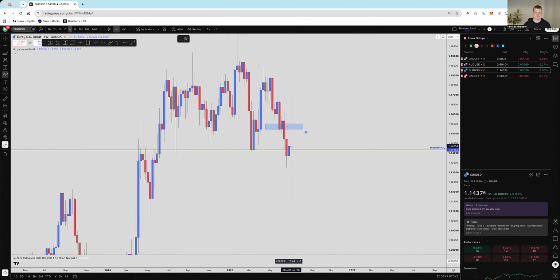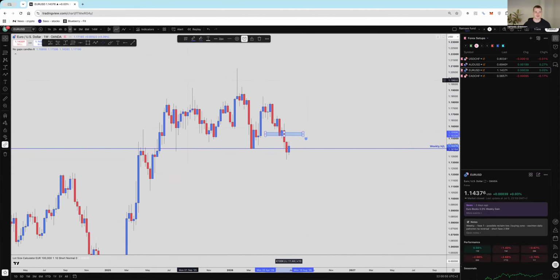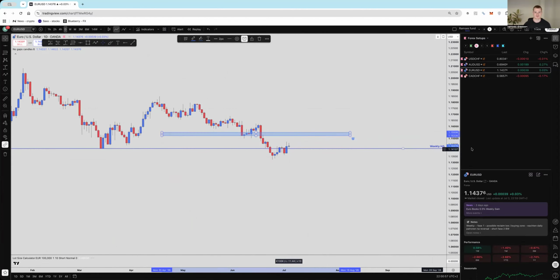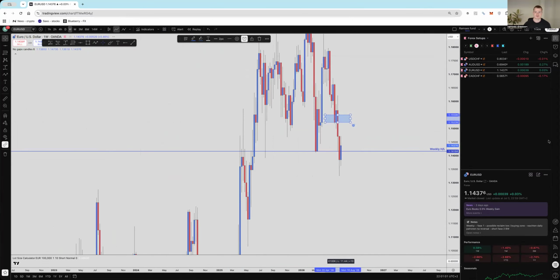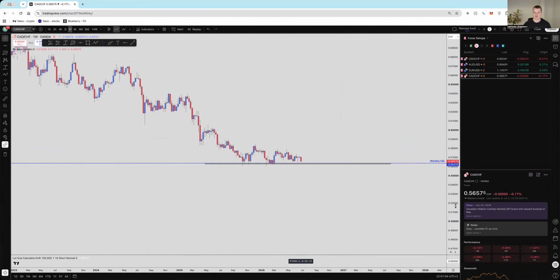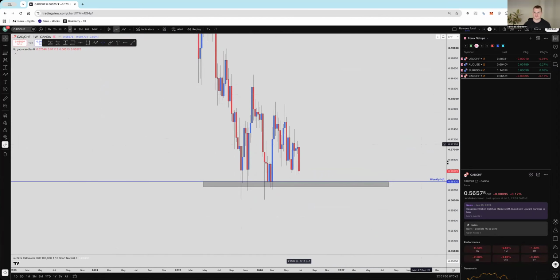So what can potentially happen? A retest towards this bearish W. So as soon as the price comes to this bearish W, I will look for a short setup. What can I say on the daily? Nothing special. And then the last on the watch list is CAD Swiss.